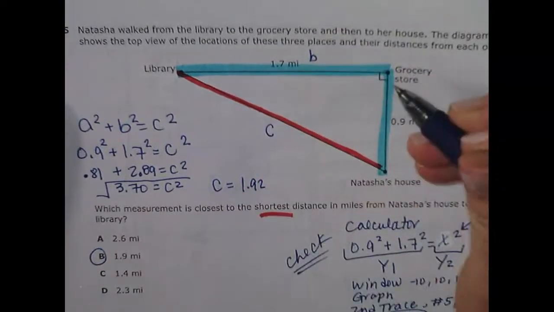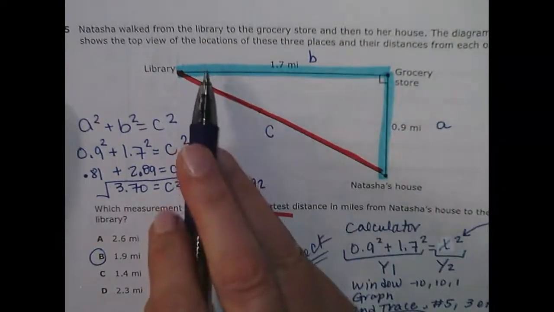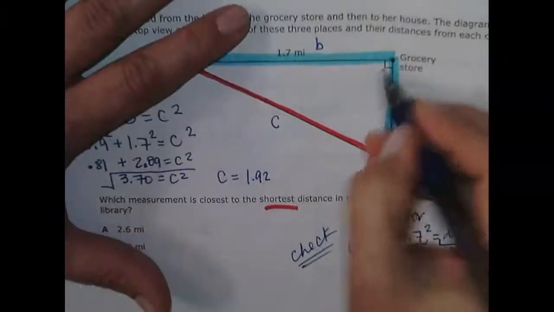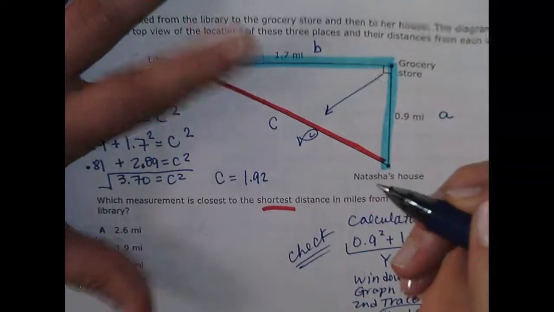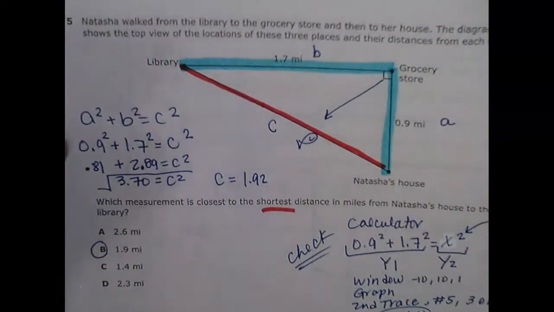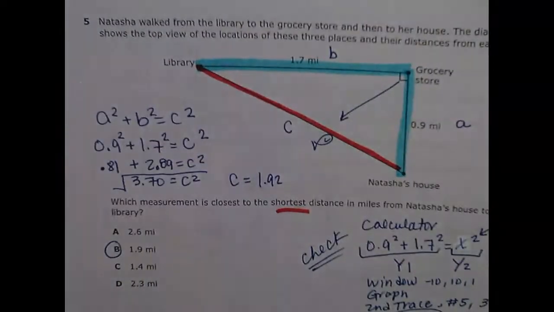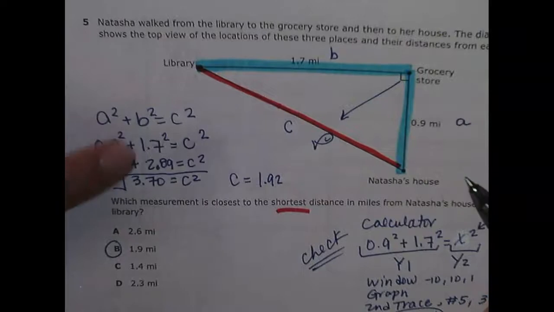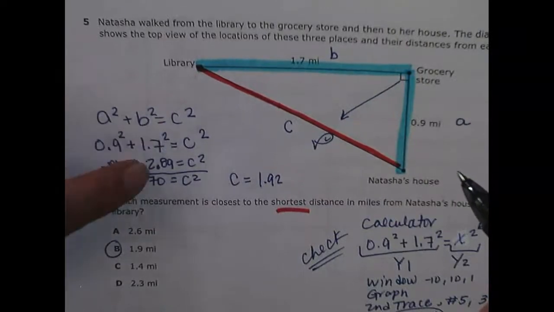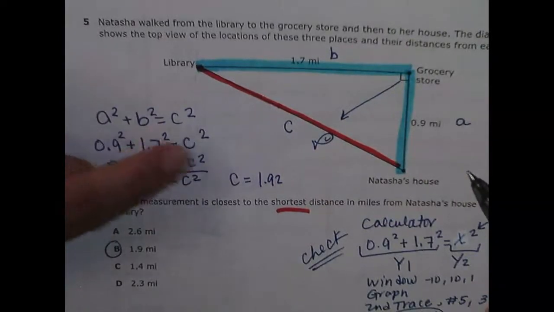I called A the height, always do. I put B as the base, always do. And then C is always across from the right angle, because I can see a fish in the sea. Next, so your formula is A squared plus B squared equals C squared. And then with my calculator, I did 0.9 squared is 0.81. 1.7 squared is 2.89. And then C squared stayed C squared.